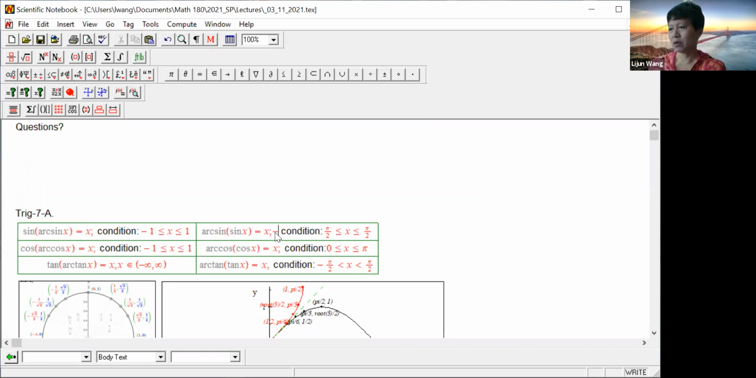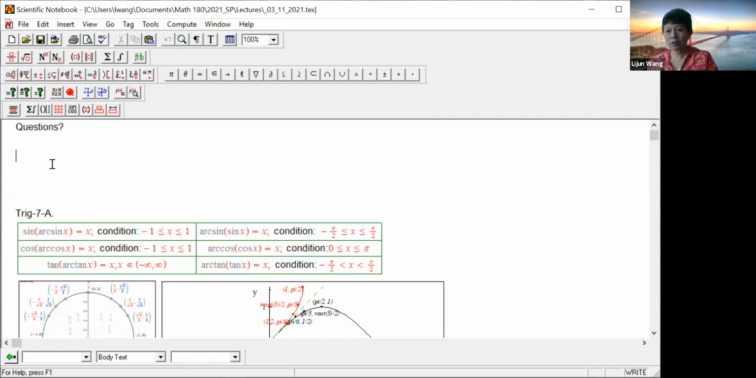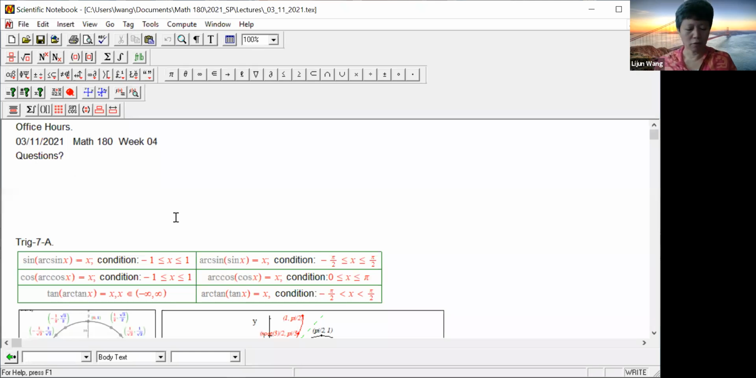Oh wait, there's a negative sign here. It should be here. Okay, and all of these really come from the one-to-one functions property. Okay, so let's try a few to see if you really understand.